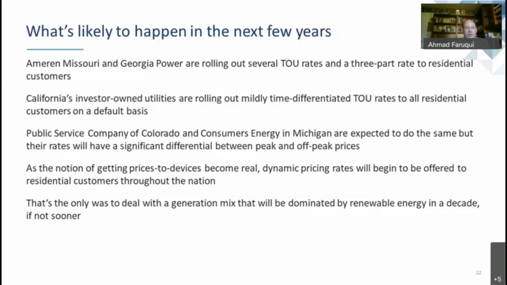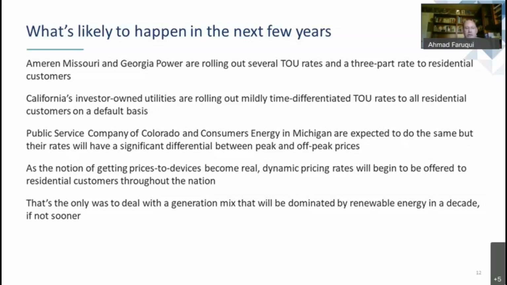As the notion of getting prices to devices becomes real, dynamic pricing rates will begin to be offered to residential customers throughout the nation. And the honest answer is we cannot, in a renewable generation mix future, which Debbie talked about, we cannot have flat rates, because if generation is variable because it is renewable, then load has to be variable as well, or you need to have a lot of battery storage. And we'll probably have both, but we cannot have flat rates in a world in the future which is heavily renewable focused. By 2035, by 2040, the generation mix might be upwards of 90% renewable and carbon free.